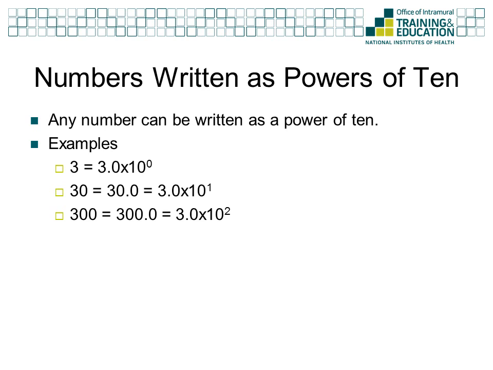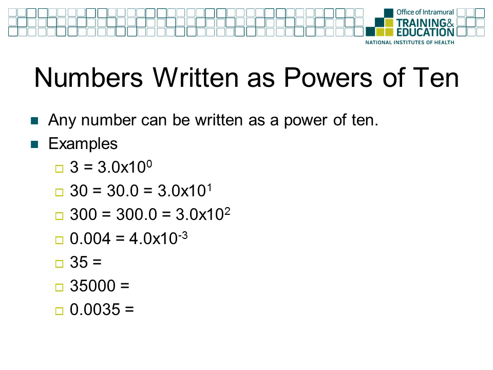The only difference is you'll be moving the decimal place to the right, and the number of places you move the decimal point becomes the negative exponent of the 10. For example, 0.004. We will move the decimal point 3 places to the right to get 4.0. Therefore, the exponent of the 10 will be negative 3, and 0.004 can be written as 4.0 times 10 to the negative third power. Take some time to work out the rest of the examples.